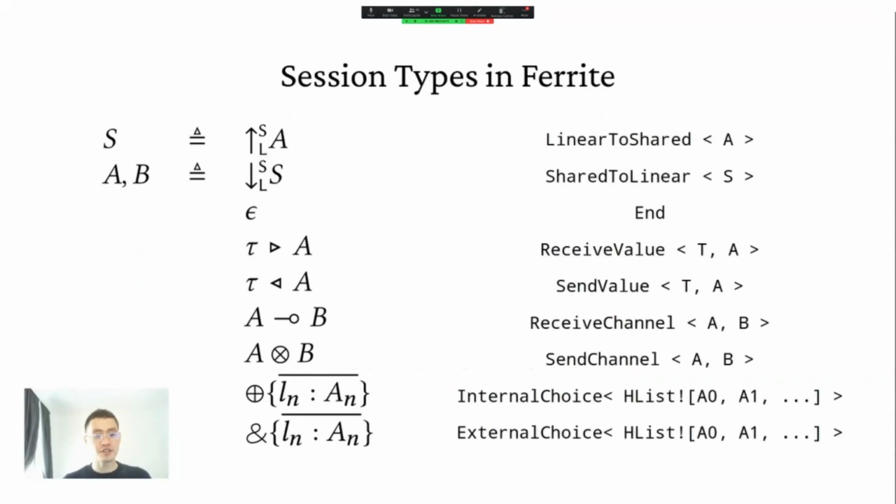To see Ferrite in action, we first look at how the session types are encoded as Rust types. As we can see, most of the encodings are pretty straightforward. For example, the notation tau right triangle A is encoded as the Rust type ReceiveValue<T, A> for receiving a value of type T and then continuing as session type A. For the case of internal and external choices, we use the HList macro to encode a type level list of session types to represent the choices available.